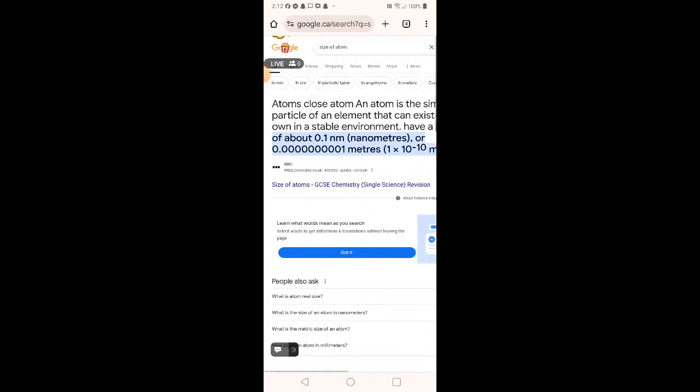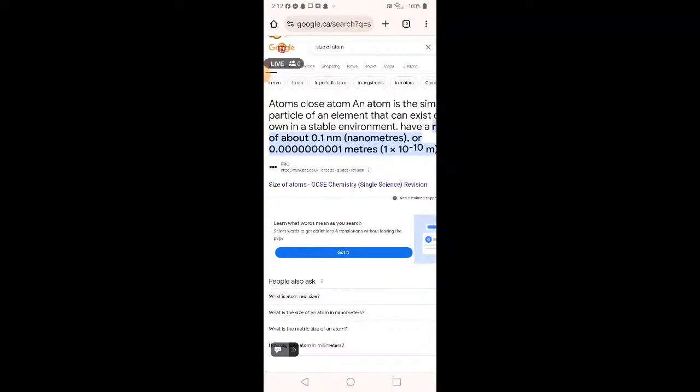In other words, is that 10 billion? 1/10 billionth of a meter, right? Or 0.1 nanometers. So what does that really do to our electron's speed?